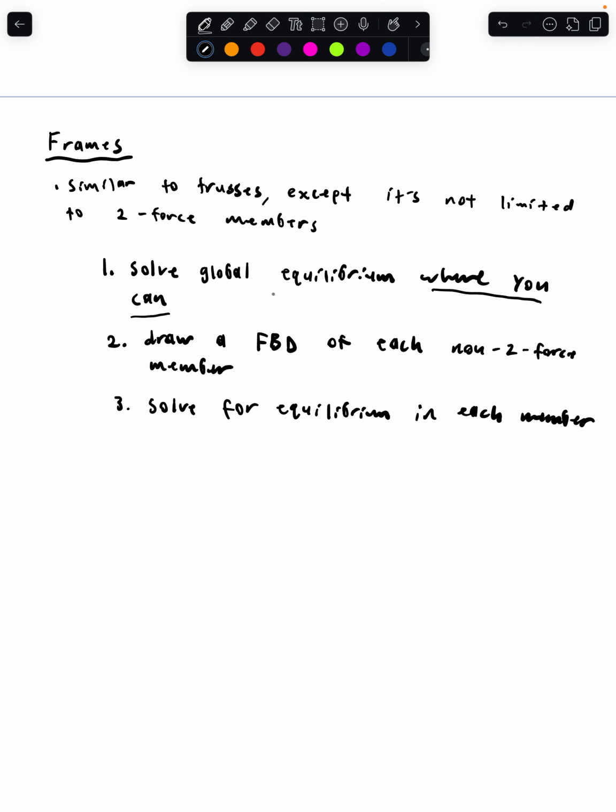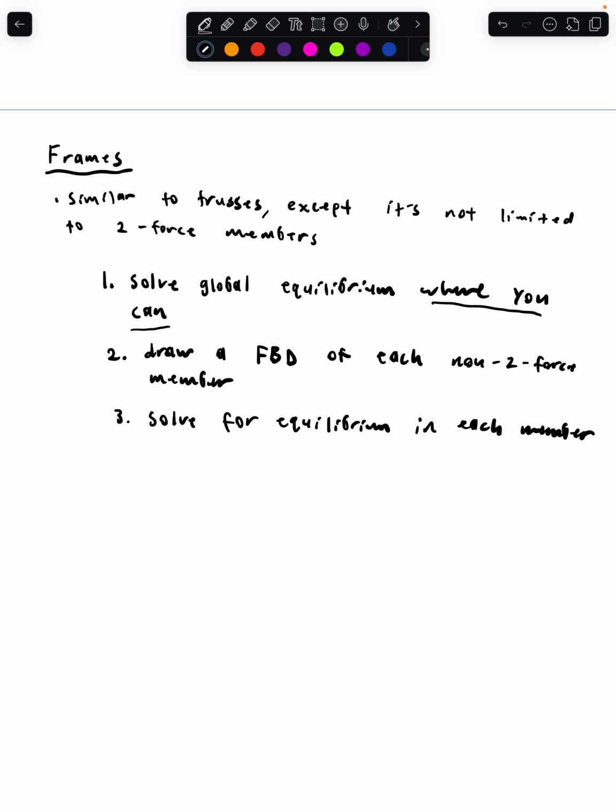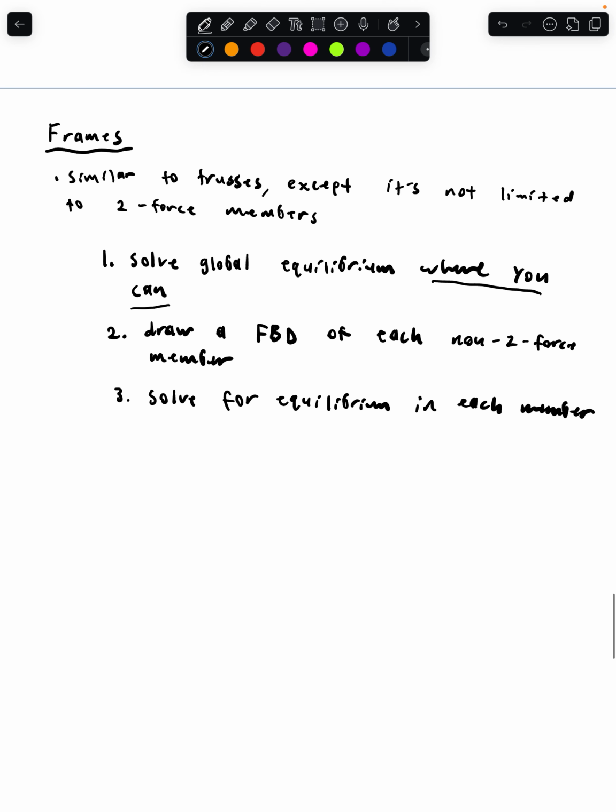Your first step is going to be to solve for global equilibrium where you can. You won't always be able to find every single reaction in a frame from the get-go. And then the second step is to draw a free body diagram of each non-two force member. The reason you don't need to draw a free body diagram for a two force member is because it doesn't really tell you anything, right? This is what it would look like, and all that tells you is that F equals F. So you don't really learn anything new from that. And your third step is to solve for equilibrium in each member that you drew a free body diagram for.